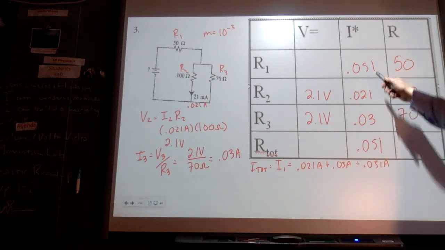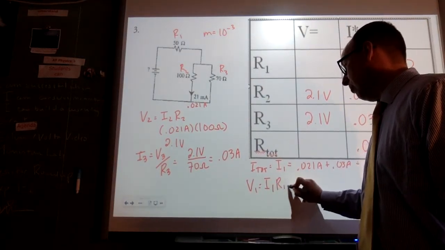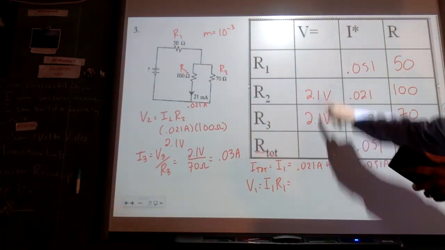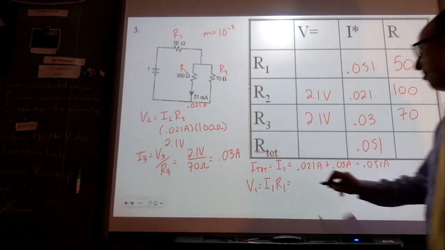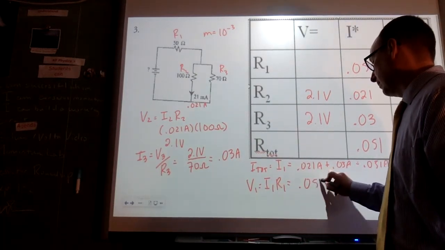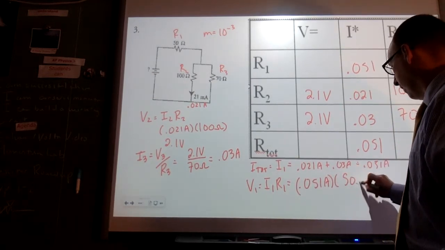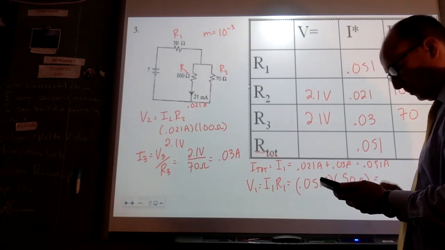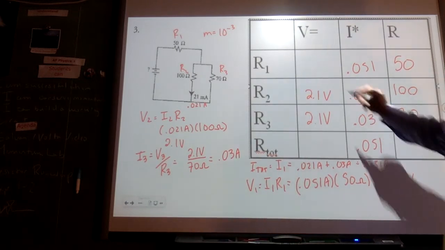So now I can get V1, because that's going to be I1 R1. And again, I don't have to go this way. I could go this way, go that way, and go that way too. There's a lot of different ways to finish this at this point. But I'm going the unconventional way. So I have 2.55 volts.